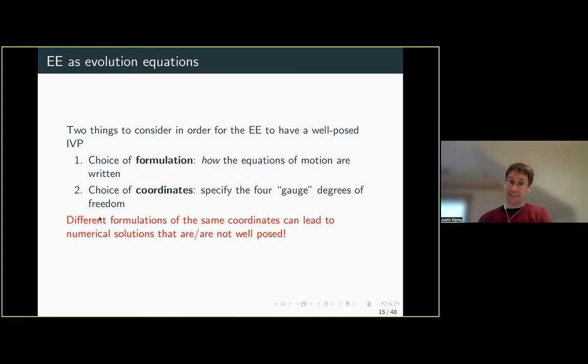But what's a bit surprising is that different formulations, how you define your variables, with the same coordinates can lead to numerical solutions that are or are not well posed. So you can have the same coordinates, same manifold, but if you try to evolve these in time on a computer, perhaps one way of defining your variables will lead to a stable numerical evolution, but a different way of defining them will not. And that's what people started figuring out in the early 2000s, or being more aware of in the numerical community.